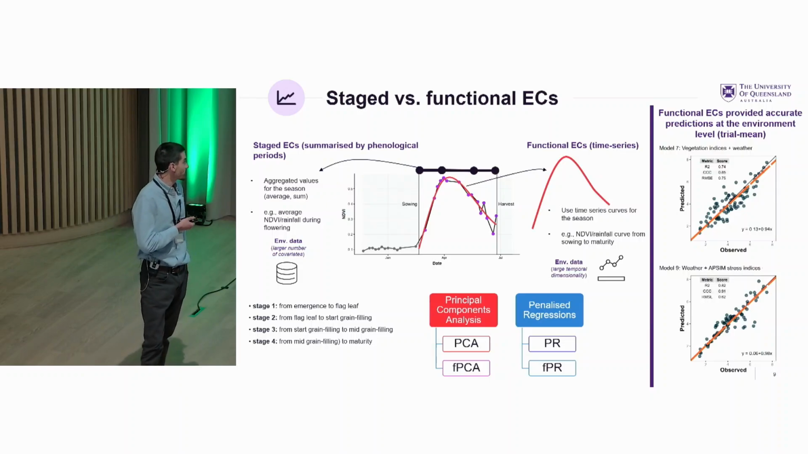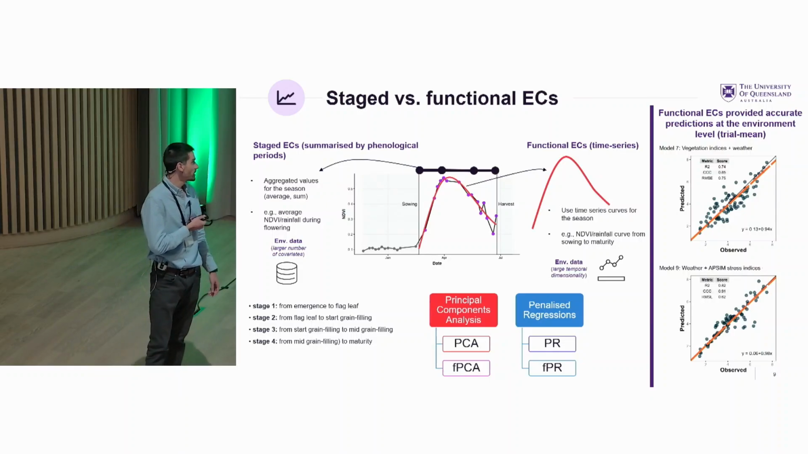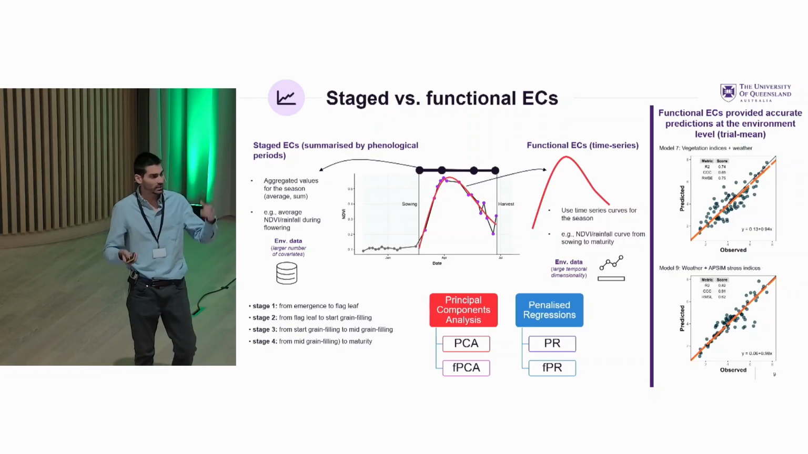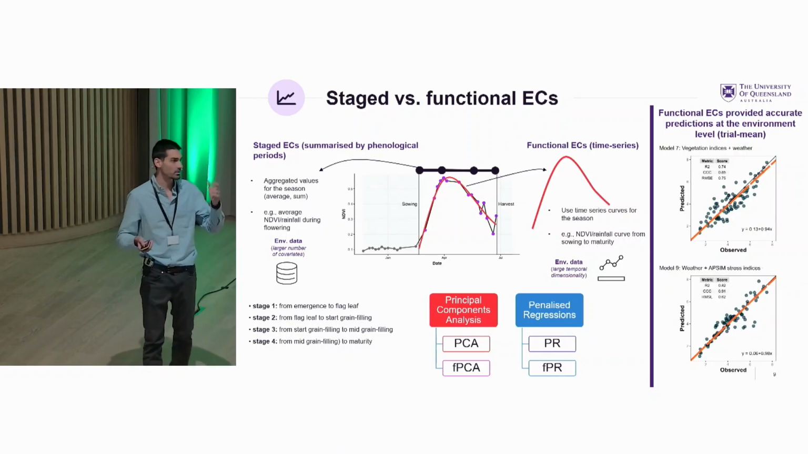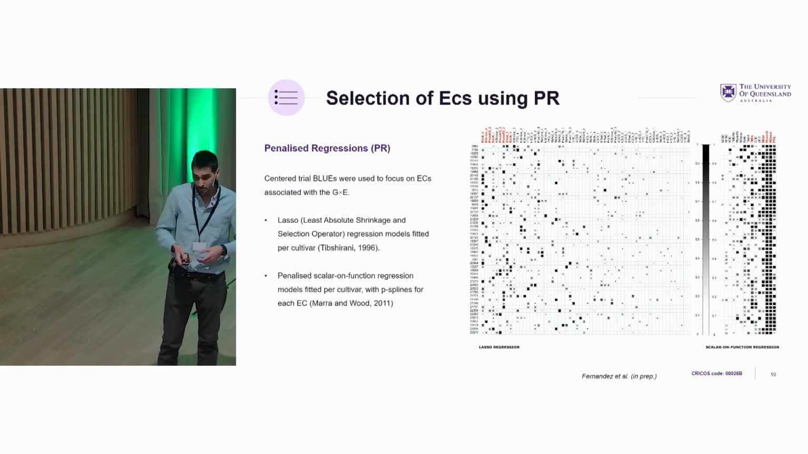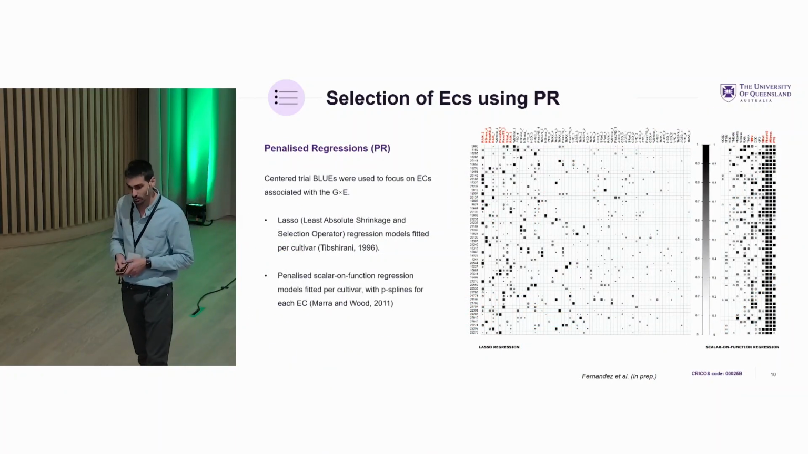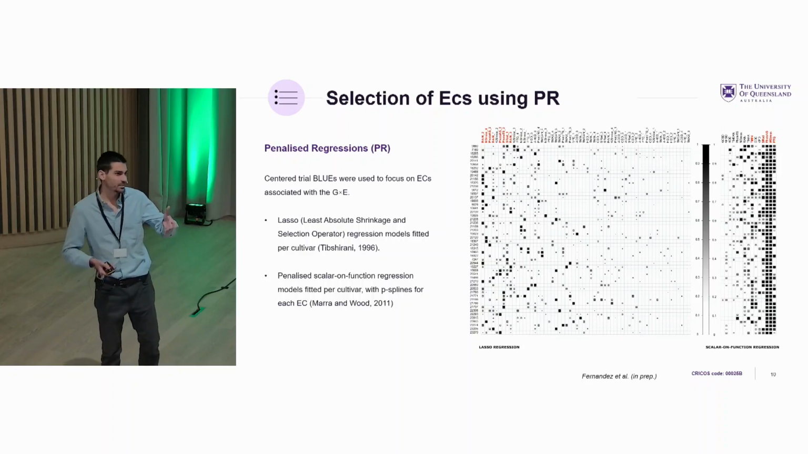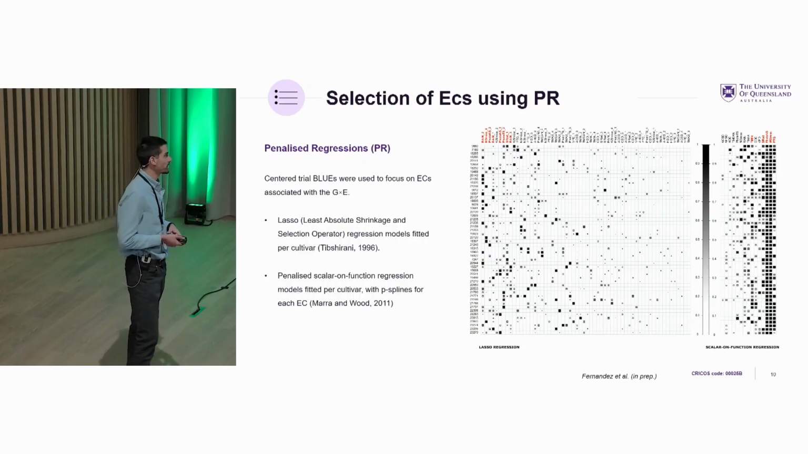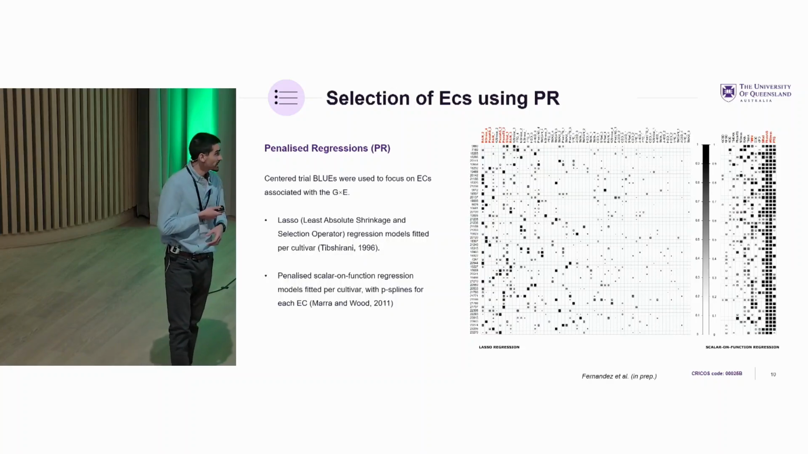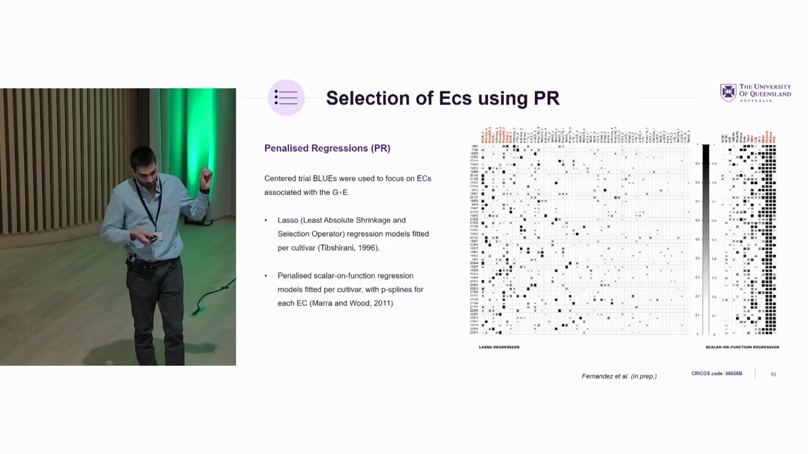So the four methods that we tried are principal component analysis and penalized regression, both in their two options, I'll say, PCA and functional PCA, or penalized regression and functional penalized regression. I'm going to show you the example of the penalized regression, which were actually the ones that were working better than the PCA. This is an example of what we did.